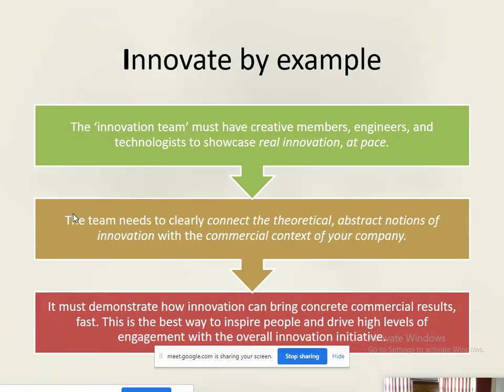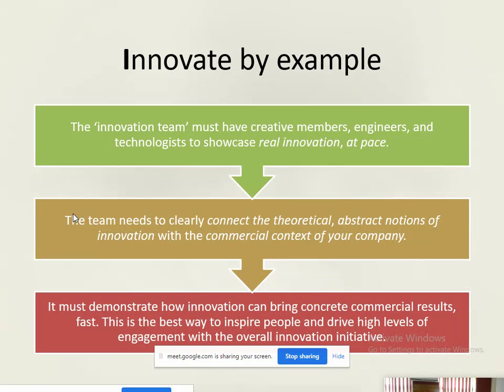Then next is innovate by example. Definitely, the team members, whoever the people are, must be innovative and motivated by their work also. So you must provide some examples so that your team members get inspired by looking at these things. The innovation team must have creative members, engineers and technologists to showcase real innovation activities.